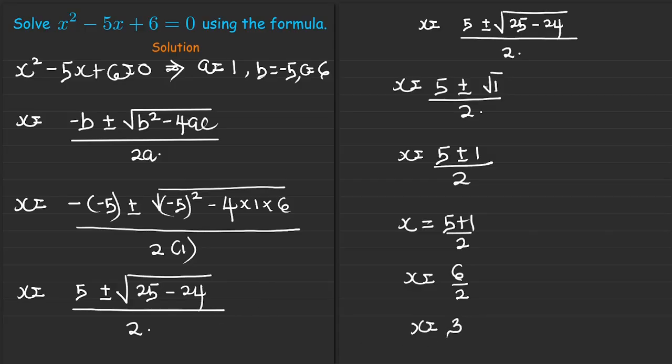We now go for that of the negative. So we have x equals 5 minus 1 all over 2. We have 5 minus 1, which gives us a 4, so 4 over 2. Then we have our x being equal to 4 over 2 is 2. So this simply implies that our x is equal to what? 2 or 3. That is our solution using the quadratic formula.